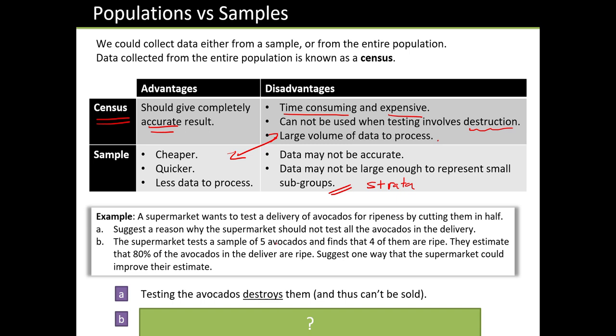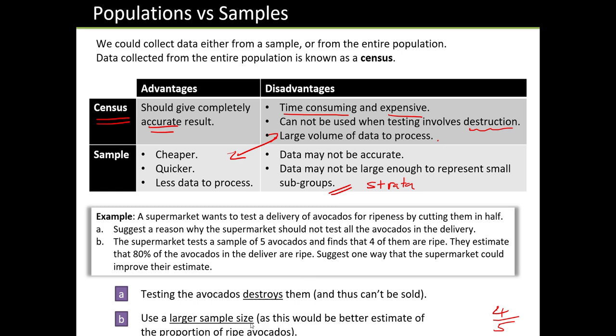The supermarket tests a sample of 5 and finds that 4 of them are ripe, so 4/5. They estimate that 80% in the delivery are ripe. Suggest one way the supermarket could improve their estimate. Well, 5 is a very, very small amount. So we want to talk about increasing the number of items that are part of the sample to come up with a better estimate or more accurate estimate. So a larger sample size is what we would say.